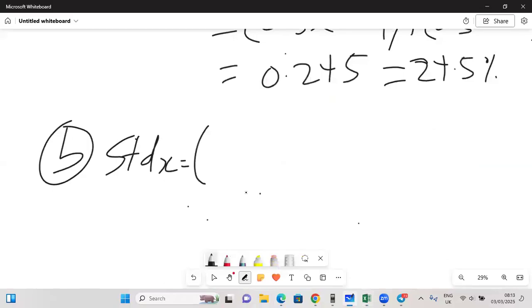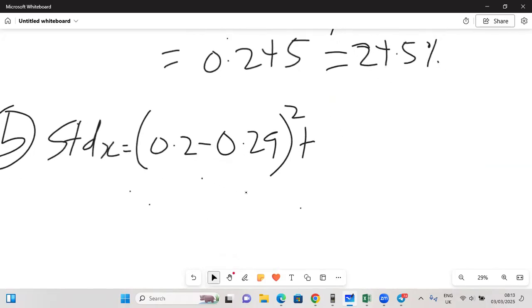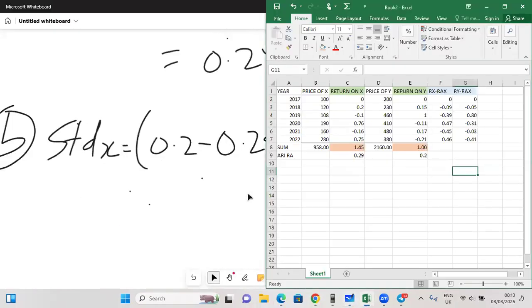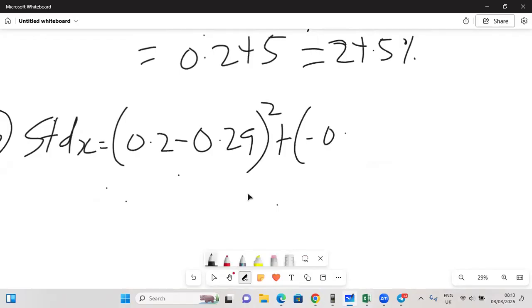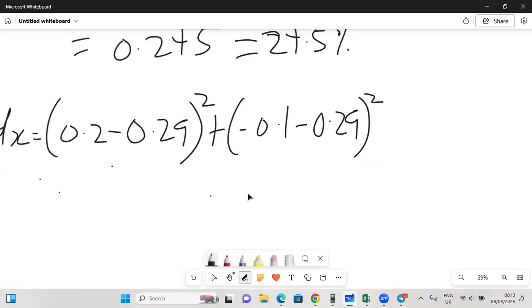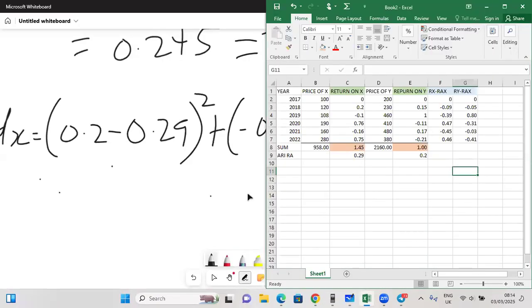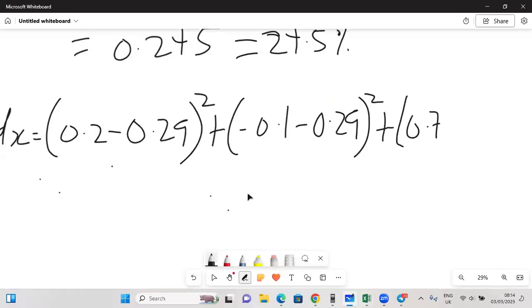What's the first one here? 0.2 minus 0.29 squared plus the next one, which is negative 0.1, sorry, minus 0.29 and you square it, plus the next one, which is 0.76. So 0.76 minus 0.29 when you square it.